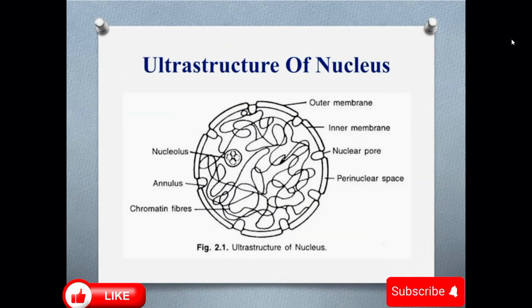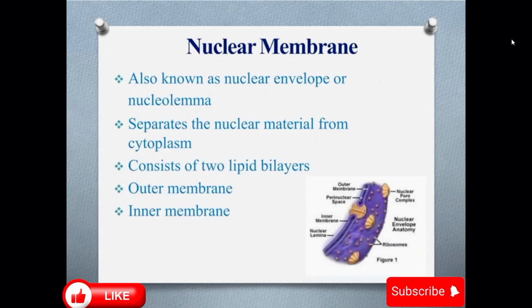The ultrastructure of the nucleus is basically composed of outer membrane, inner membrane, and nuclear pore, which are collectively known as the nuclear envelope, then the nucleolus, nucleoplasm, and chromatin fiber or chromosomes. What is the nuclear membrane? Also known as the nuclear envelope or nucleolema. It separates the nuclear material from the cytoplasm, and consists of two lipid bilayer membranes, outer membrane and inner membrane.